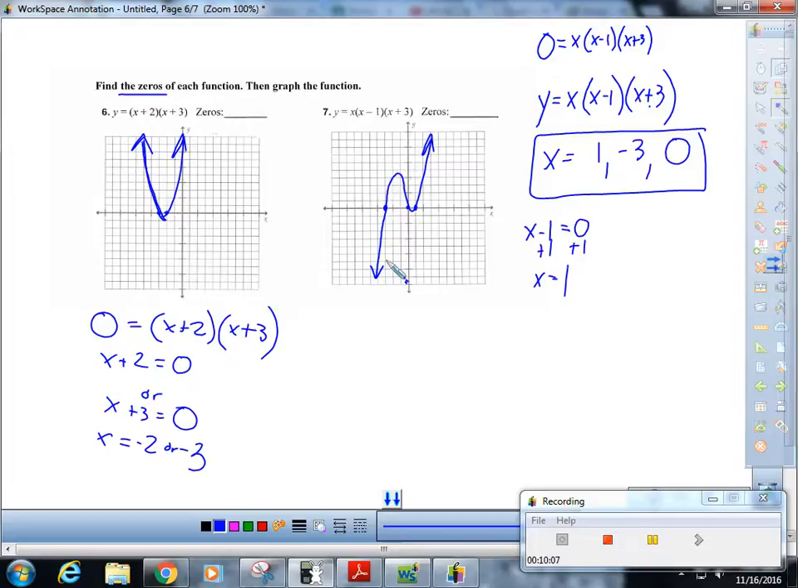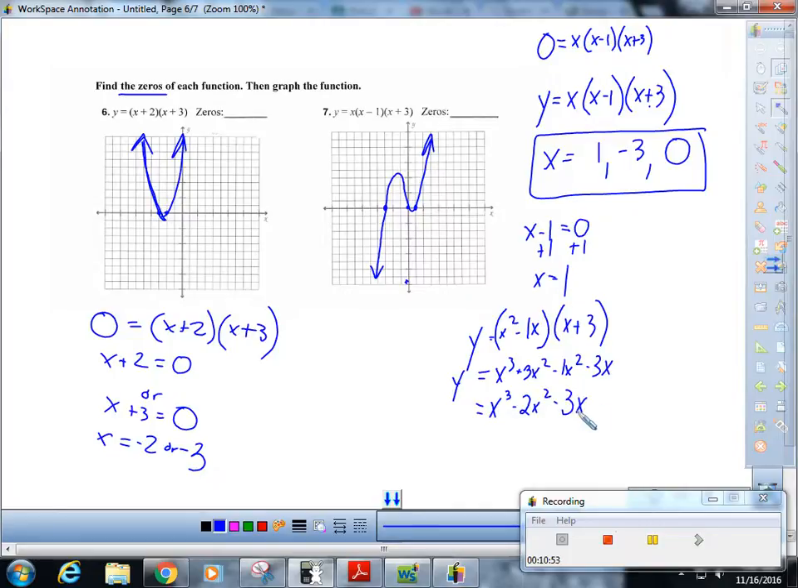And notice, it matches what we would predict. You do not have to do this. This is just so we have an understanding of what we're doing. This would be y equals x squared minus 1x times x plus 3. Don't even write this down. Just follow me on this. I'm foiling it. That's going to be y equals x cubed (outer) plus 3x squared (inner) minus 1x squared (last) minus 3x. So it's y equals x cubed minus 2x squared minus 3x.